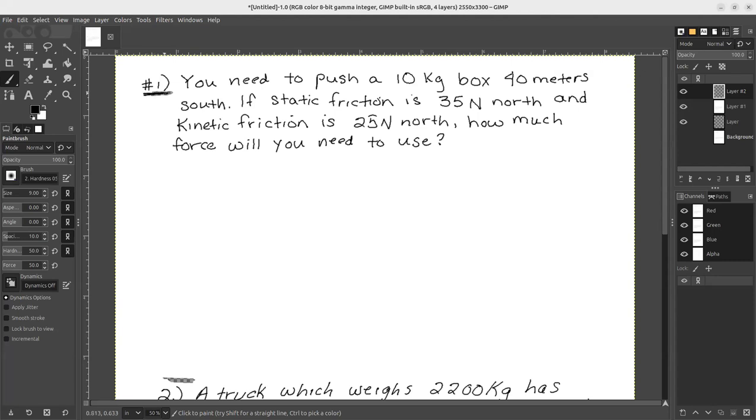You need to push a 10-kilogram box 40 meters south. If static friction is 35 newtons north and kinetic friction is 25 newtons north, how much force will you need to use?